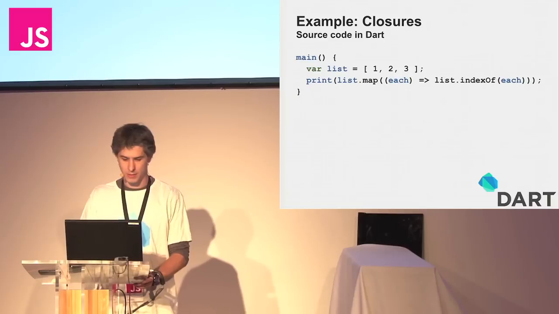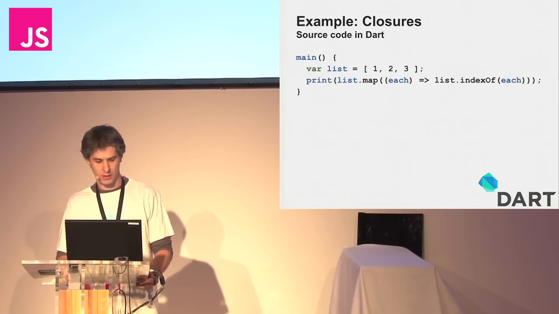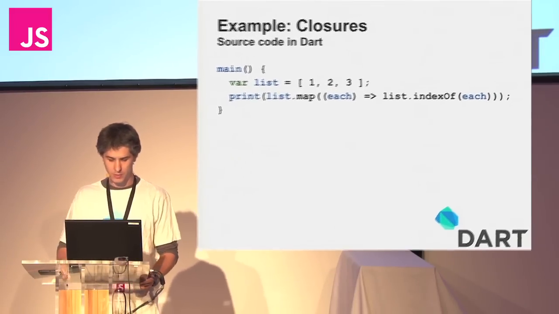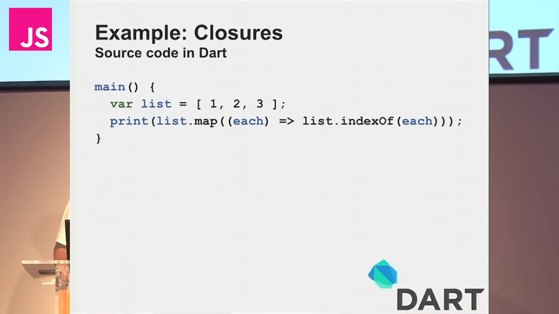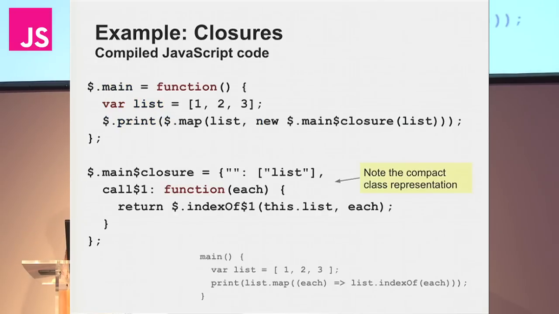As an example, here we have a Dart closure, which starts with each going to list index of. This is a shorthand form for creating a closure in Dart. So the list.map takes a closure that itself takes an each and searches for this element in the list. And this is translated. You have the Dart on the bottom.